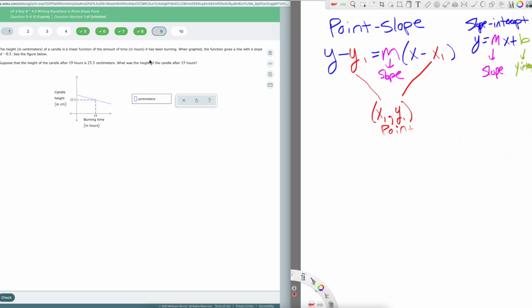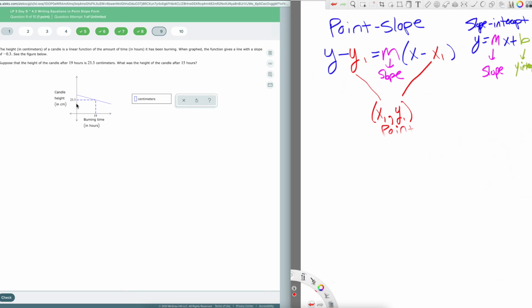So the graph, when we graph the function, gives a line with a slope of negative 0.3. See the figure below. So we can see, here's kind of a basic graph. There's not a whole lot of numbers on there, but a basic graph. Suppose the height of the candle after 19 hours, so here's the height of the candle right here, is 23.3 centimeters. What was the height of the candle after 15 hours?